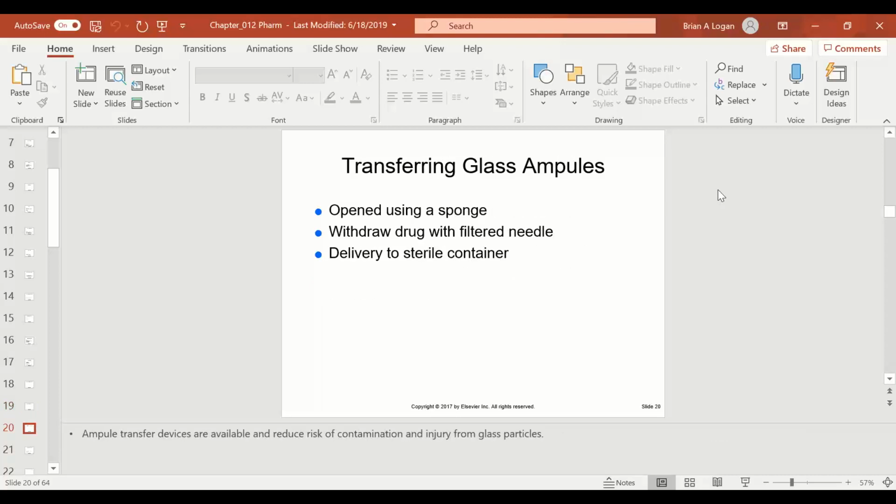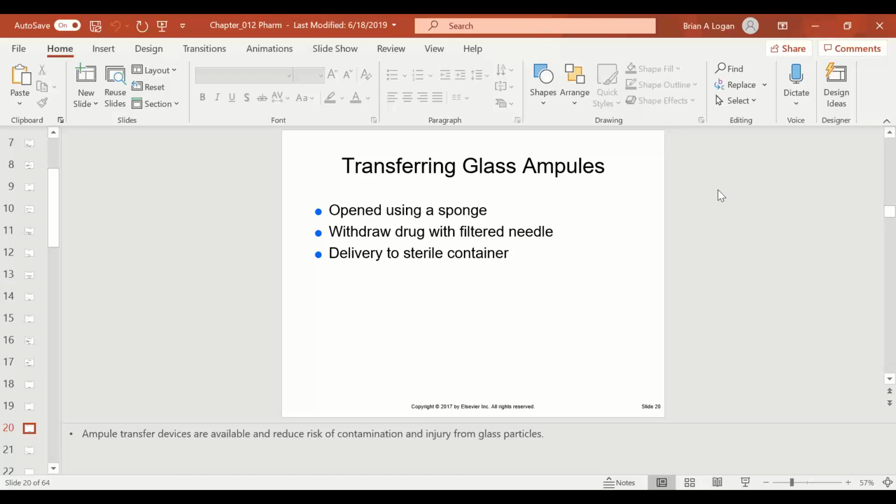Glass ampules. Those are little bottles, and you pop the top off, and you actually break the glass, and that's how you open it. You want to open those using a sponge, so that none of those glass shards stick into you or come flying up at you. It all stays contained within that sponge.